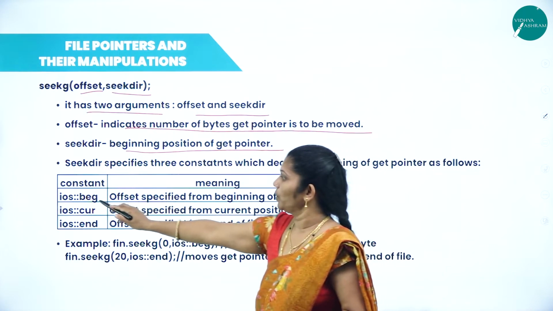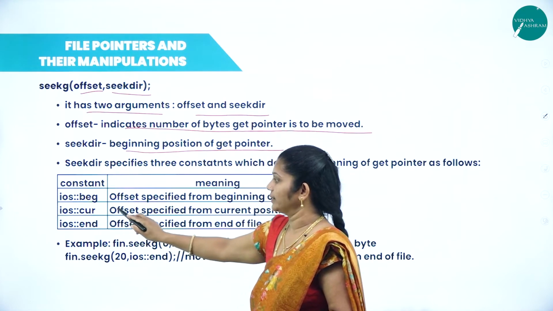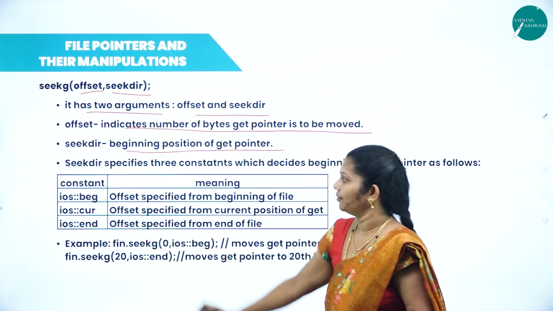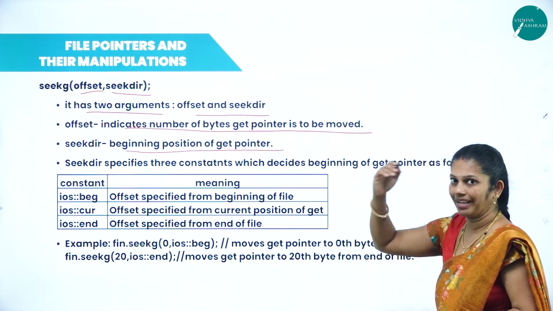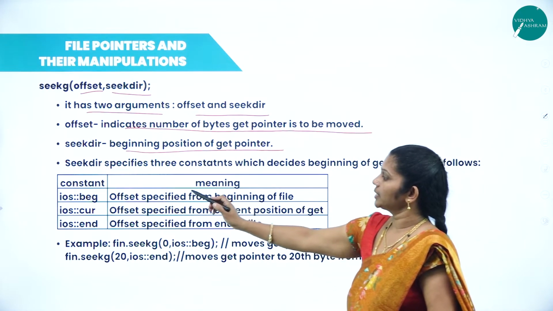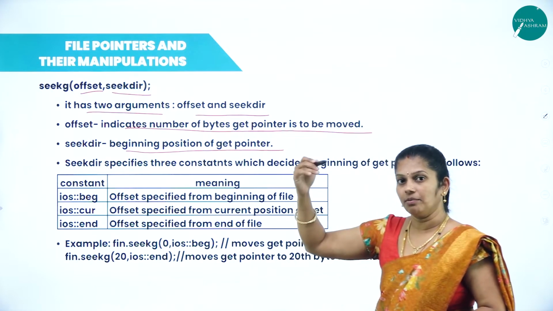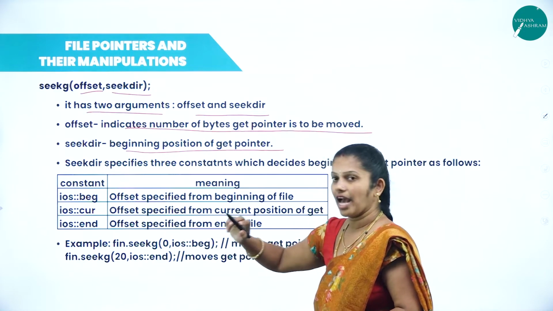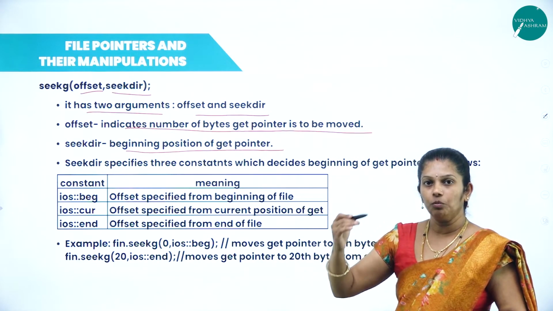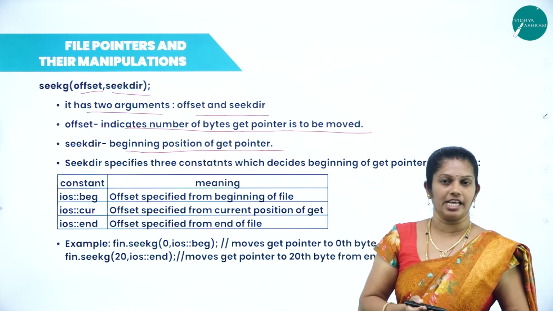That is, first one, ios::beg, ios::cur, ios::end. In beg, the offset is specified from the beginning; from that beginning only it has to be moved. Whereas cur, if I'm going to write, from the current position, how many bytes it has to be moved. Whereas end, ios::end here, it will move from the end, how many bytes it has to be moved.